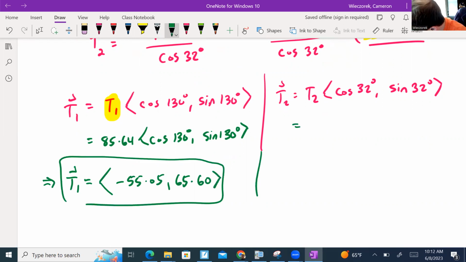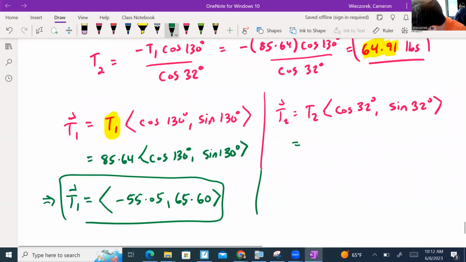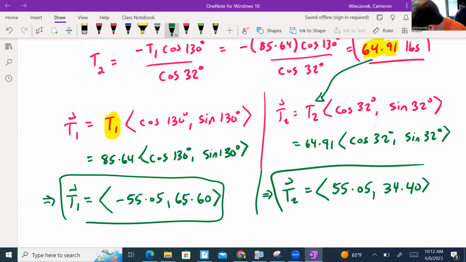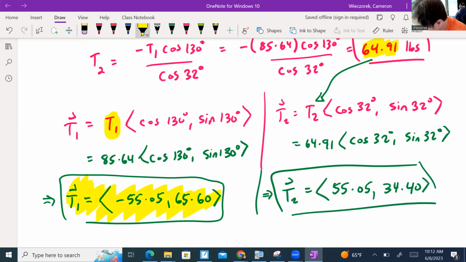And then for T2, I'm putting in 64.91 for T2, and then I'm going to multiply and distribute that to each component, cosine 32, sine 32. If you put it in your calculator, your x component should be positive 55.05, and your y component should be 34.40. Long problem. But we got everything they asked for.